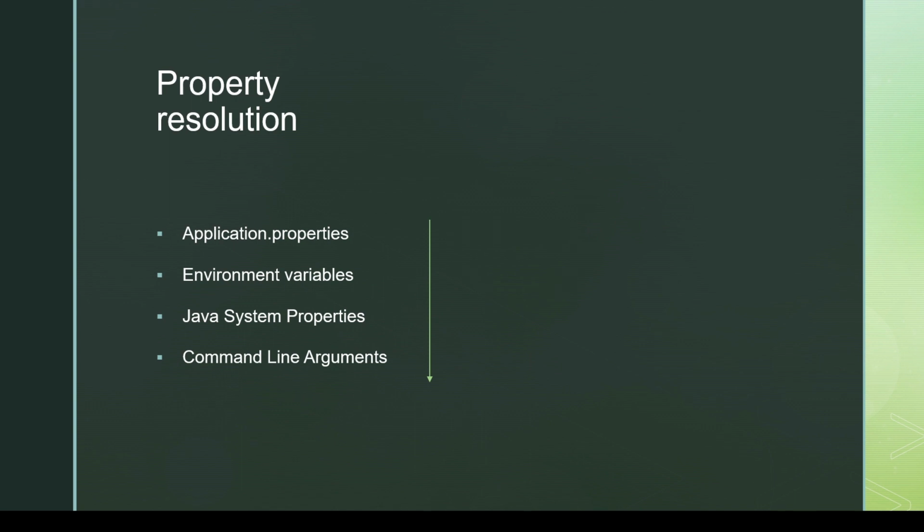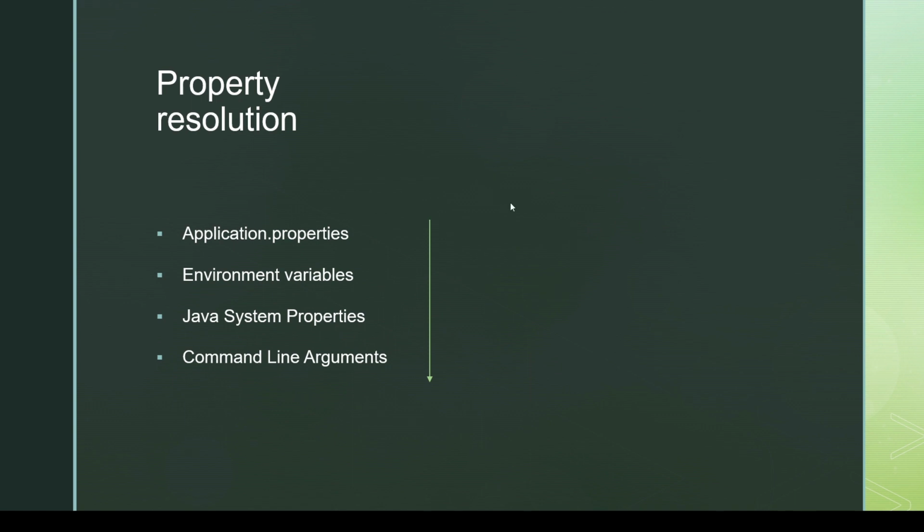Now, what happens if a certain property with the same name exists at different places at the same time? So if we have a property with the same name in application properties, and let's say via command line arguments, then how does Spring Boot resolve that value? Will it read from the application properties or will it override the value with the command line argument?